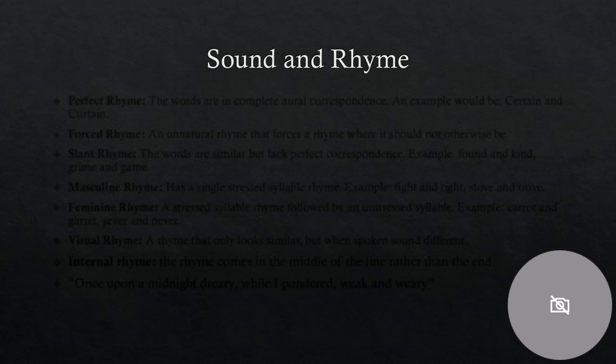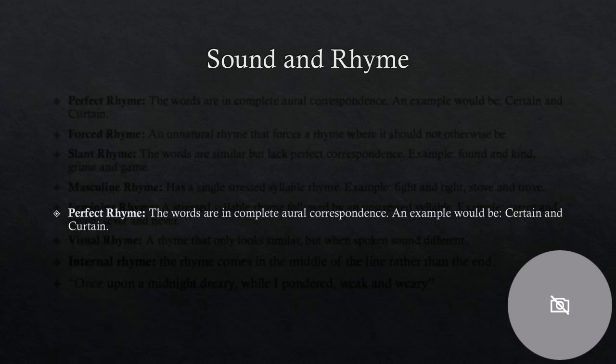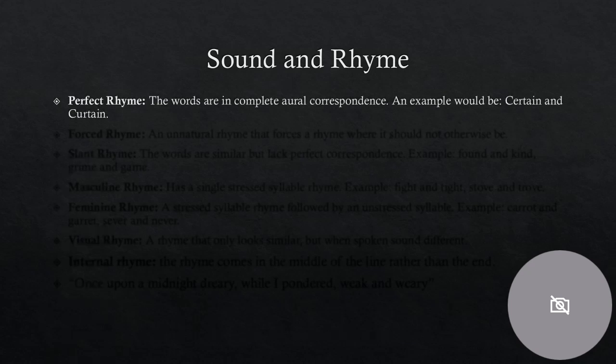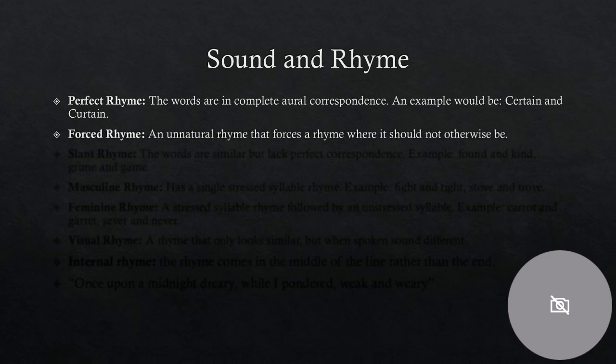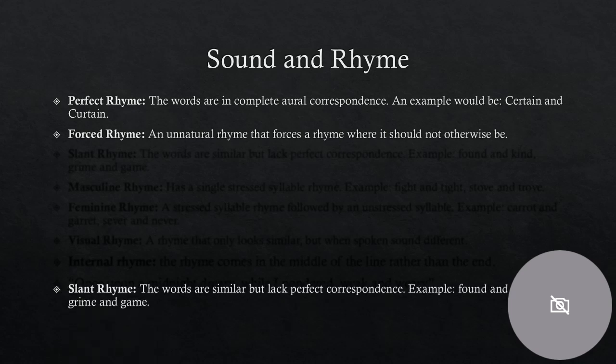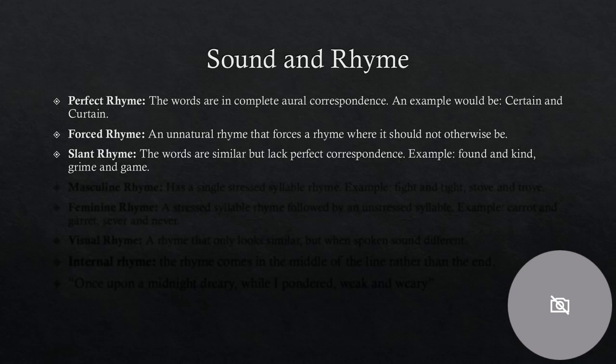So, obviously, rhyming is in poetry. Poetry doesn't have to rhyme. It's important in poetry, but there's all different types of rhyme. So, perfect rhyme is what you think of where the words sound exactly like each other. Forced rhyme is an unnatural rhyme that forces a rhyme where it should not otherwise be. Slant rhymes are similar but lack perfect correspondence. Found in kind, grime, and game.